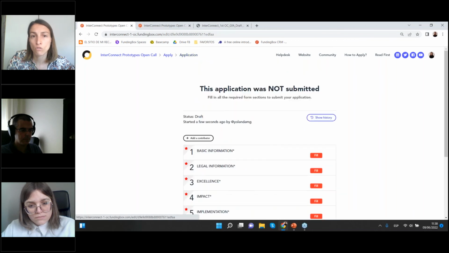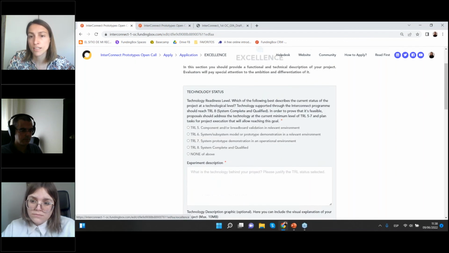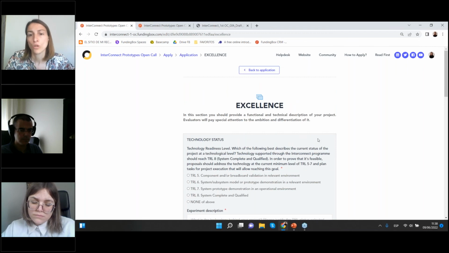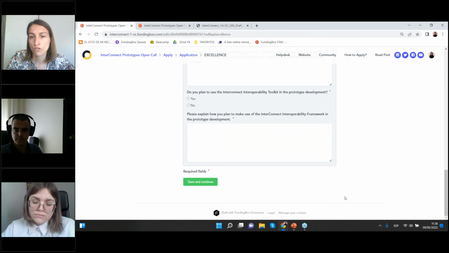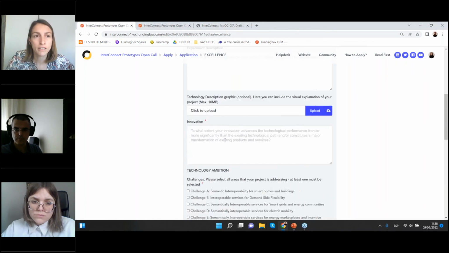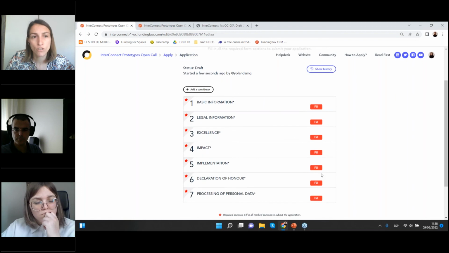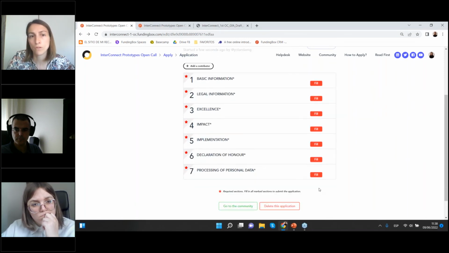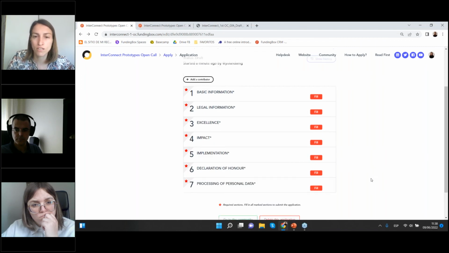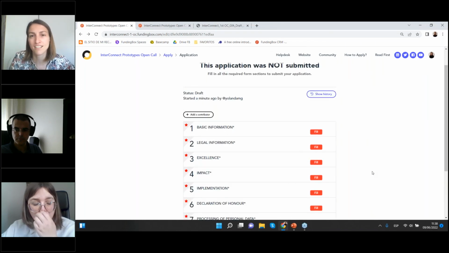You can go back to the application every time and fill everything you feel is saved. So even if the application is not submitted, please remember to save and continue, and everything will be saved in this draft you have here. And then when the application is complete, you will have here the button to submit. Okay, so it's quite a straightforward process, but for sure, if you have any questions, we will be happy to answer them.